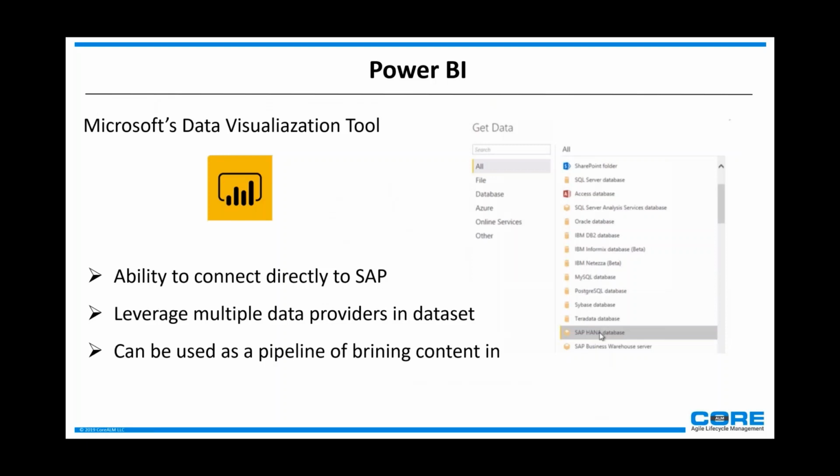So Power BI, you guys have probably all heard of this by now. It's sort of Microsoft's big business intelligence technology. They have both an on-prem version as well as a cloud version, Power BI Pro, Premium. So they have these different versions that you can purchase if you're interested in using Power BI. And kind of going back to what I talked about before, you have the ability of connecting directly to SAP using Power BI. If you look at the bottom right-hand corner, you're going to see SAP HANA database is something you can connect to. You can connect to the business warehouse server as well.